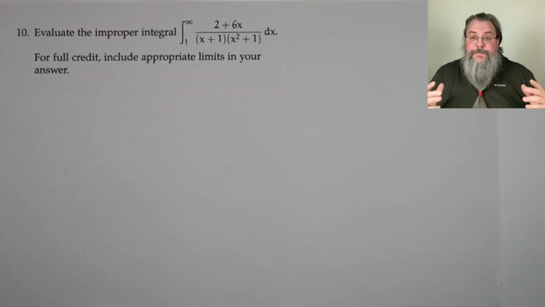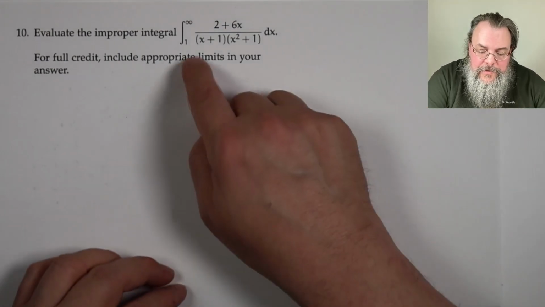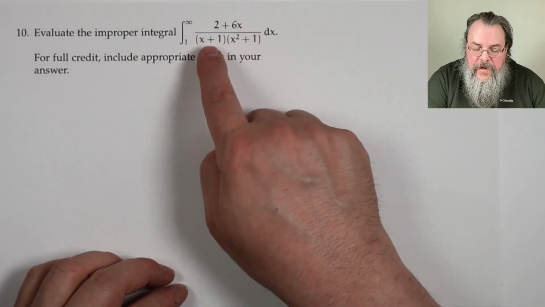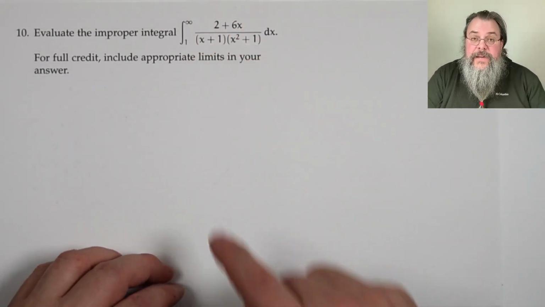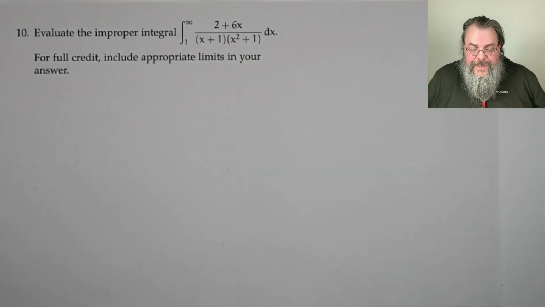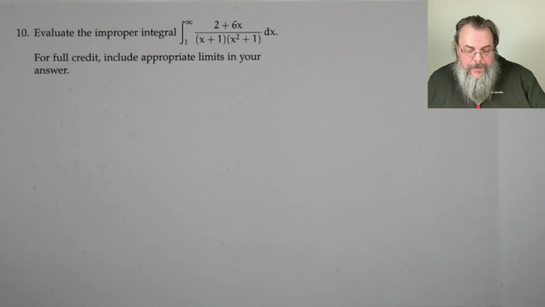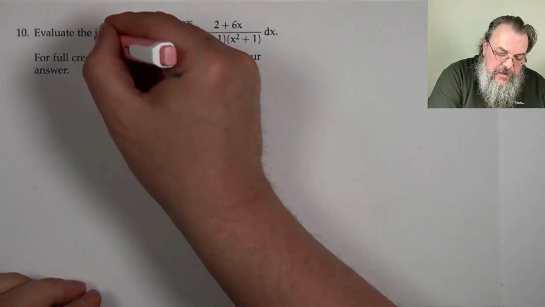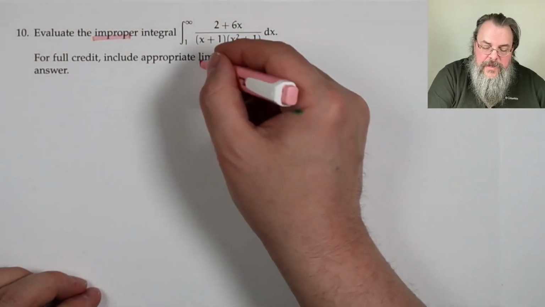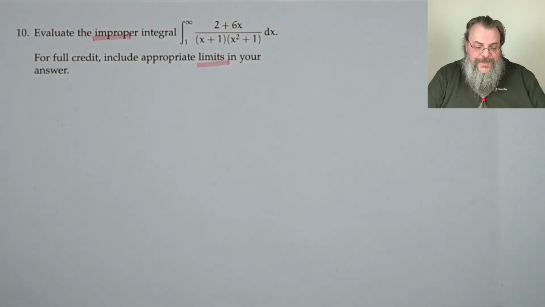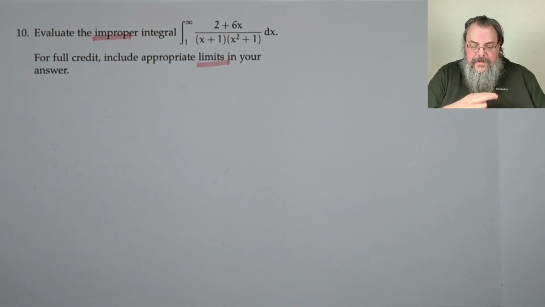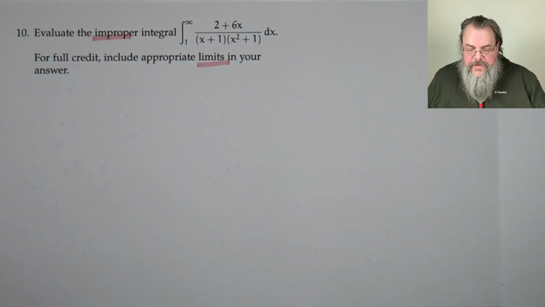Evaluate the improper integral from 1 to infinity of (2 plus 6x) over (x plus 1)(x squared plus 1) dx. For full credit, include appropriate limits in your answer. Okay, we've got some work cut out for us. We know it's improper because it tells us it is, and when you deal with improper integrals, limits come into play. So we're going to deal with limits, and we'll get to that in a few minutes.